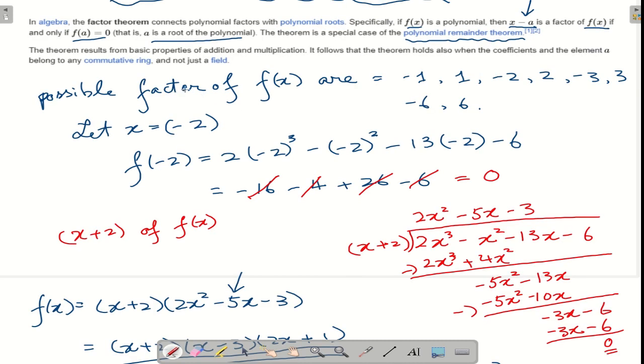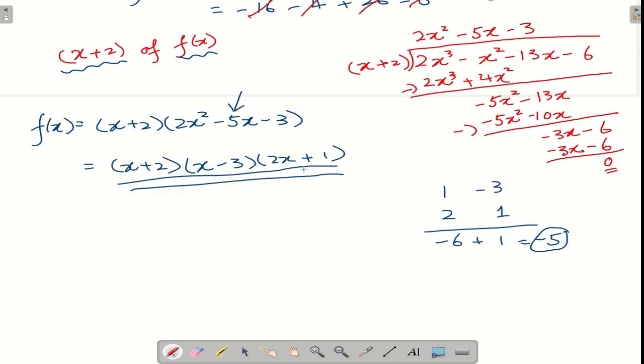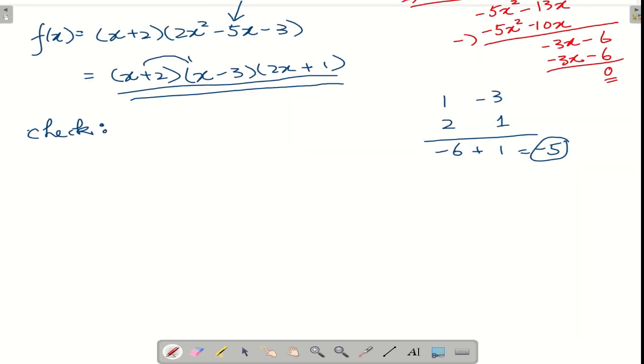First of all, we used the factor theorem to find that x plus 2 is a factor of f(x), and then we used this to calculate the other factors as well. If you want to check if this is the real solution, you can type it out. Now we're going to have a check here. This one is multiplied by this one.